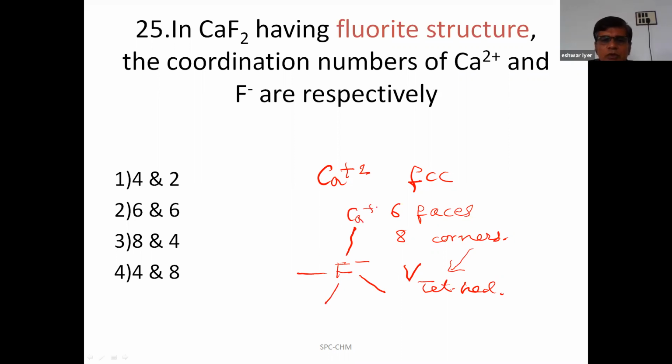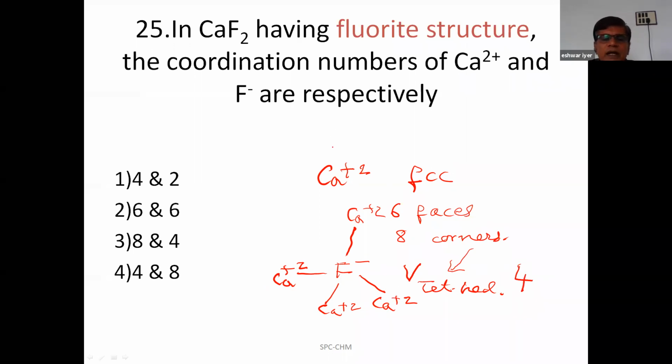Ca plus 2, Ca plus 2, Ca plus 2 and Ca plus 2. Tetrahedral void means a tetrahedral orientation comes. This is the tetrahedral void. It is surrounded by 4 Ca plus 2. So the coordination number of F minus is 4.